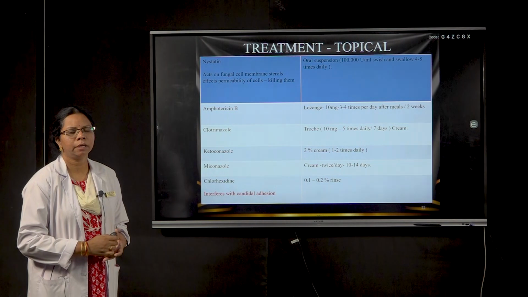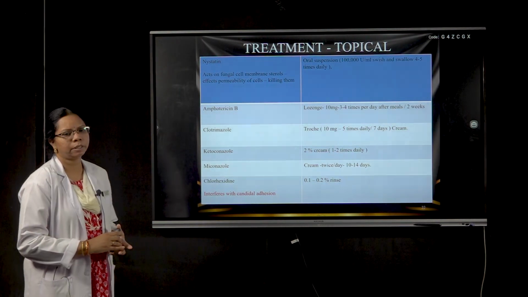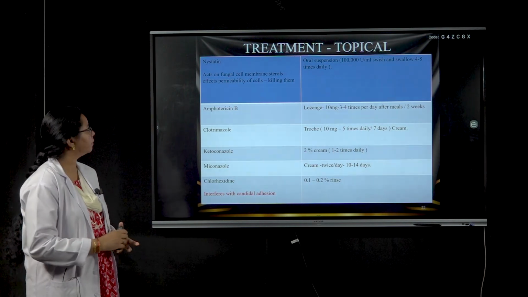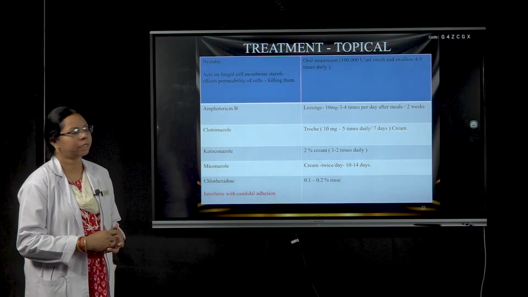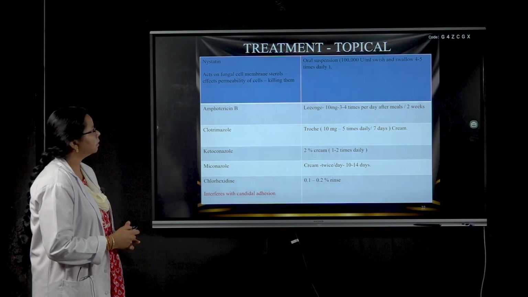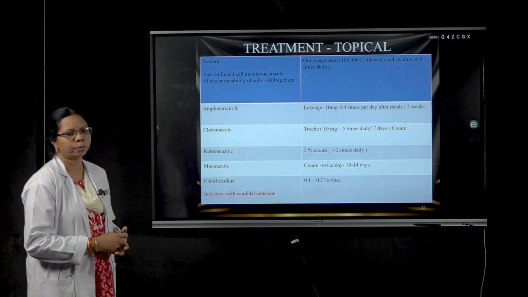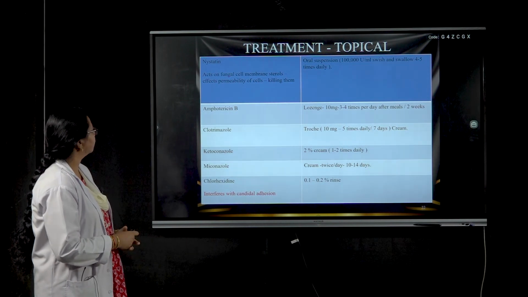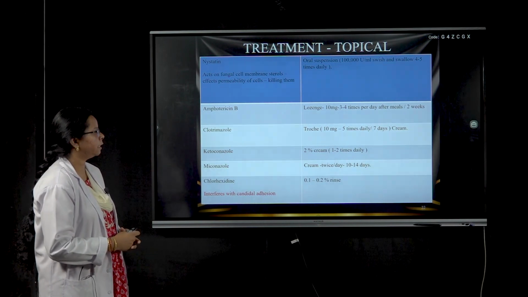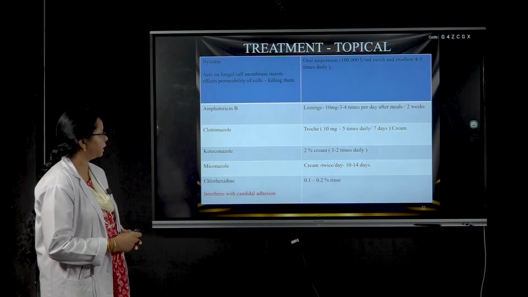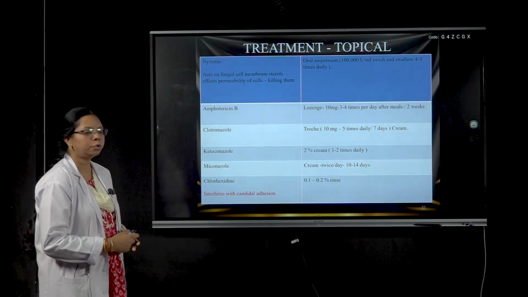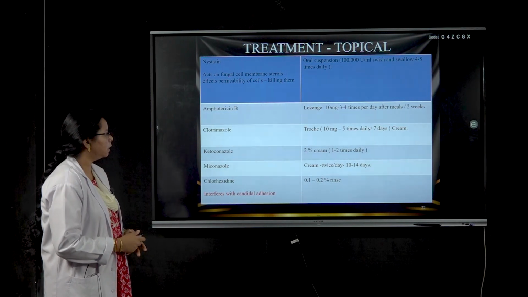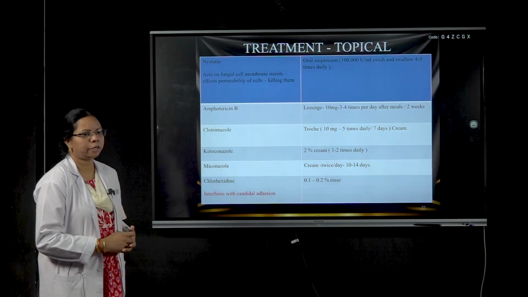Coming to the treatment, topical and systemic antifungal agents are used in the treatment of candidiasis. Among the topical antifungal agents: nystatin oral suspension of 1 lakh units per ml, amphotericin B lozenges, clotrimazole troches 10 milligrams 5 times daily for 7 days, ketoconazole 2% cream 1 to 2 times daily, and miconazole cream twice daily for 10 to 14 days.